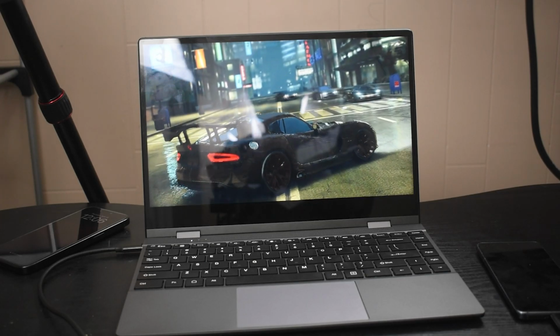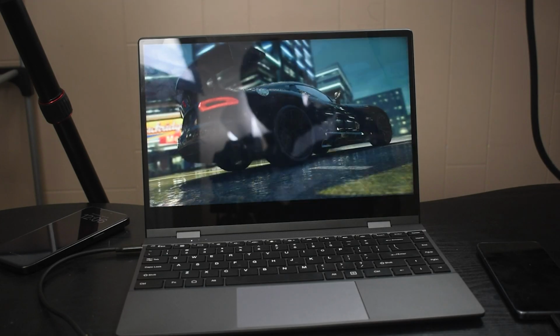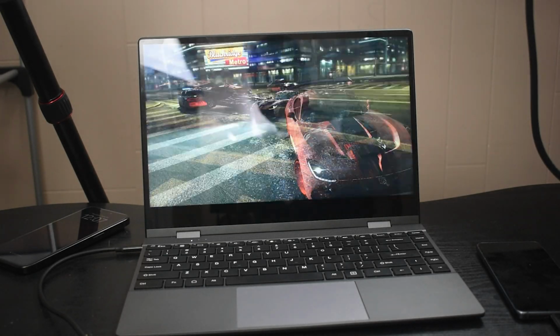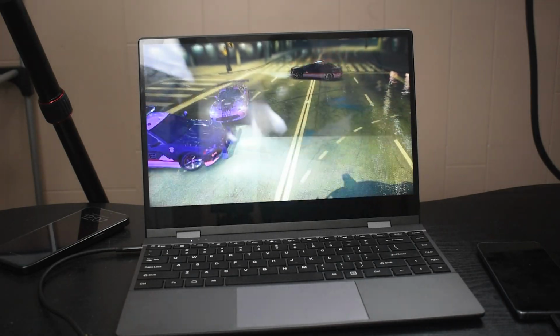So after using this portable monitor for about 2 months, I think it is high time I give you guys my first impression about this portable monitor.